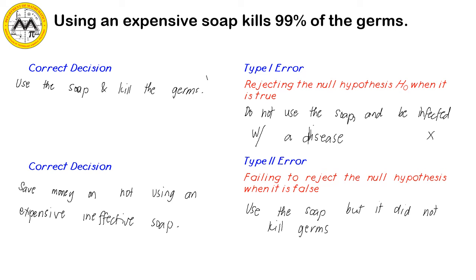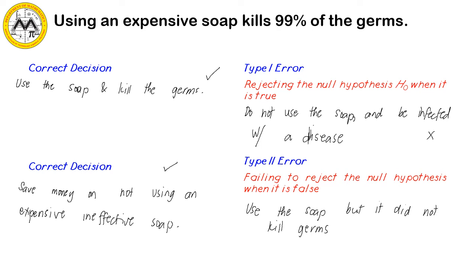So for this one, it is good that you use the soap, you buy the expensive soap and kill the germs. For this one, the soap is not effective, so what happens is you did not use the soap and you save money on not using the soap. Type 1 error is rejecting the hypothesis. So we do not agree that it is an effective soap, so you did not use the soap. However, the soap is effective in killing the germs. So you did not use the soap, so you might be infected with the germs.